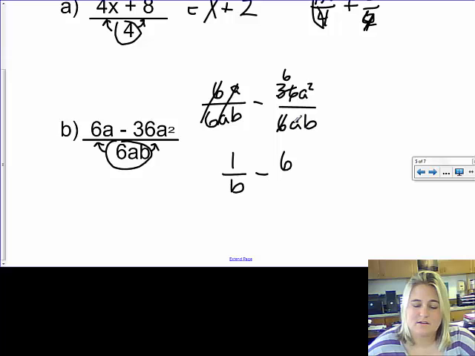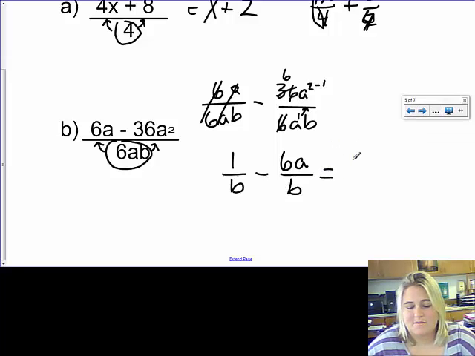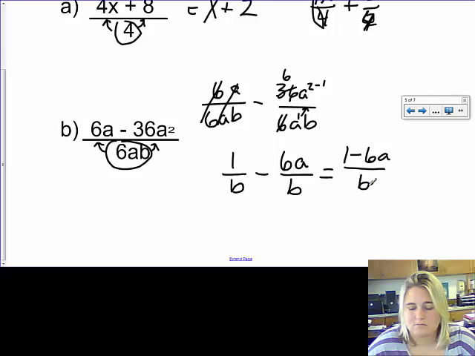A to the second over a. Remember, this is to the first, so I'm going to bring it up and subtract 1. So I have a, and my b is still on the bottom, so I leave it as b. Now I have a common denominator, so I can rewrite this as one fraction, which is 1 minus 6a all over b, my final answer.